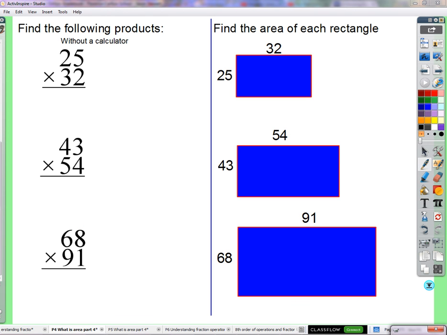Whose multiplication skills are kind of rusty? A little bit. I would expect probably all of you. A little bit rusty, but yeah. Nope. All right.